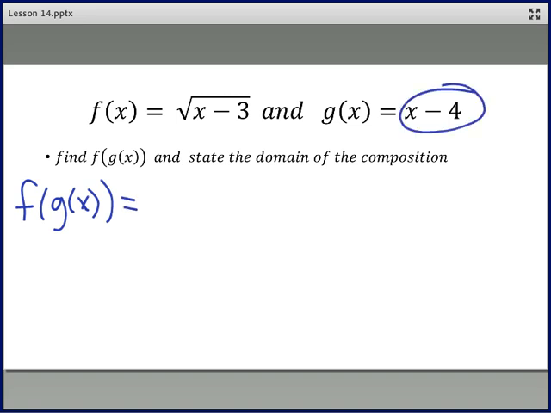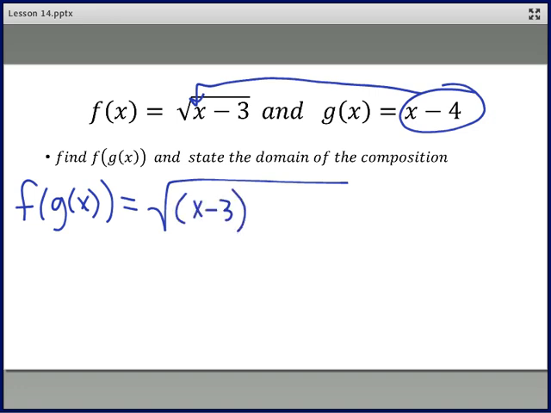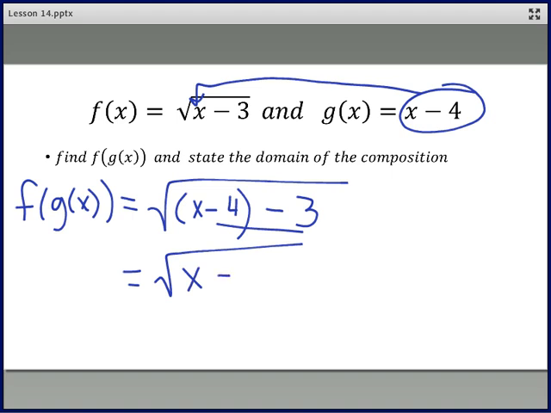Okay, here's an example using a square root. So we've got a radical. Again, we're asked to find f of g of x. So again, wherever I see x in f of x, I'm going to replace it with g of x. So all that's going to be under the radical. And I wrote those numbers backwards. So that is x minus 4. That was my substitution.